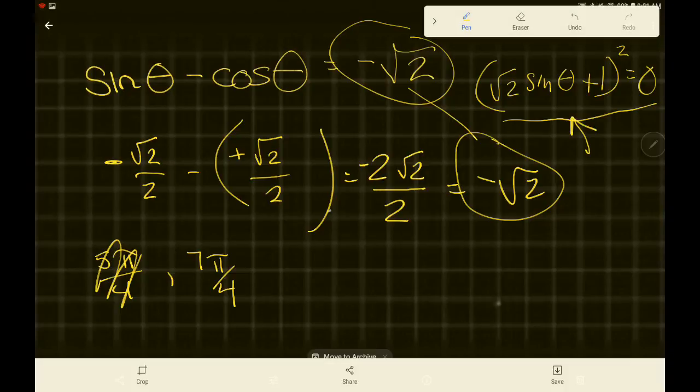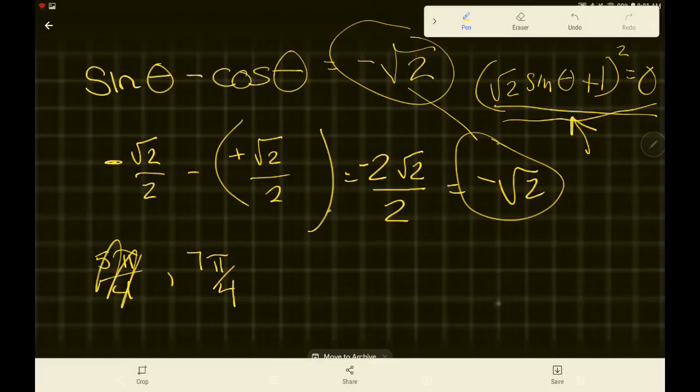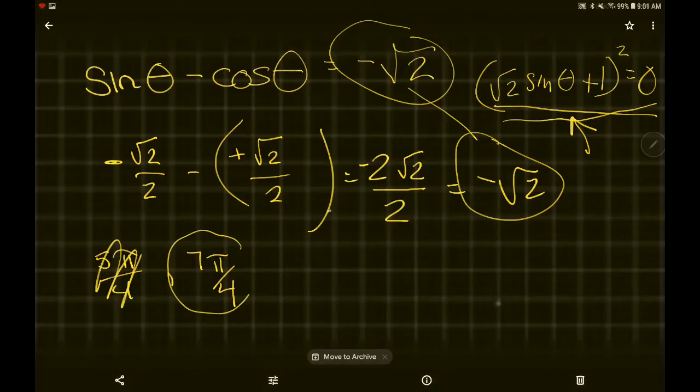Okay, but once we have this, we can set square root of 2 sine theta plus 1 equals 0 and proceed to find out our two potential roots, but then check them out and find out that this, in fact, is the only one.